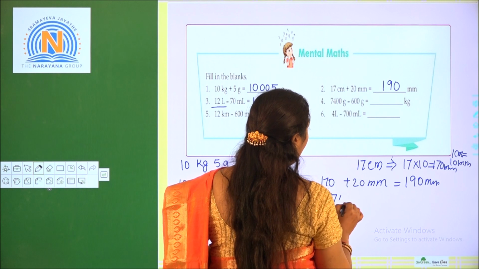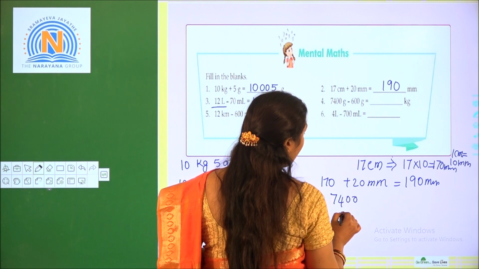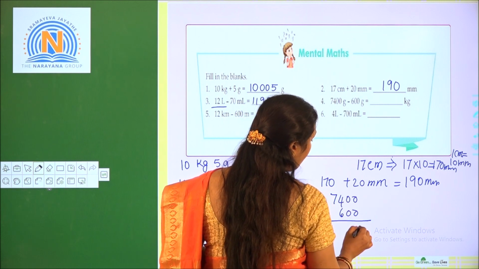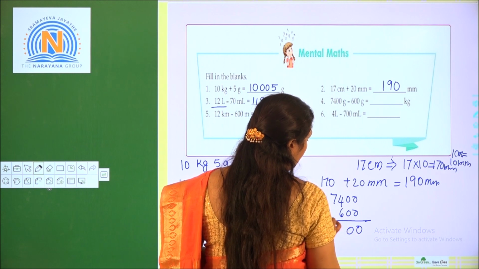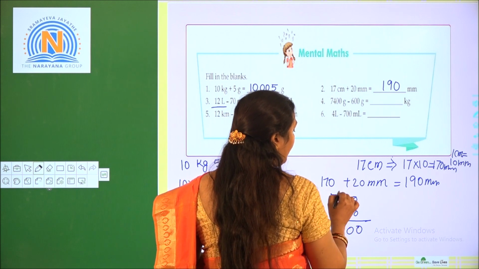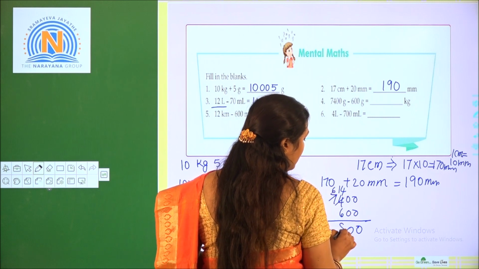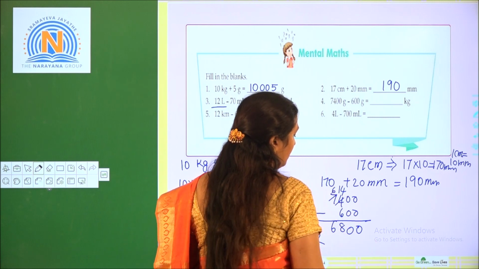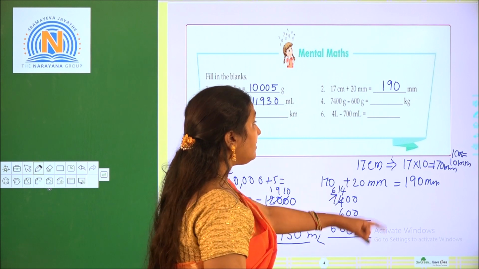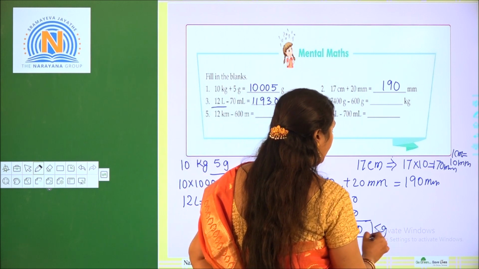Now 7,400 grams minus 600 grams equal to how many kgs? First subtract 7,400 grams minus 600 grams. Now 0, 0. Now 4 minus 6 can we? No. So 4 will become 14. This 7 will become 6. 14 minus 6 is 8, and 6. So now we have to convert into kg.